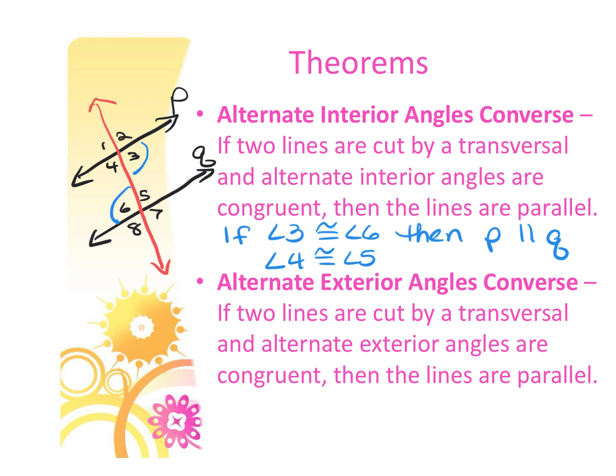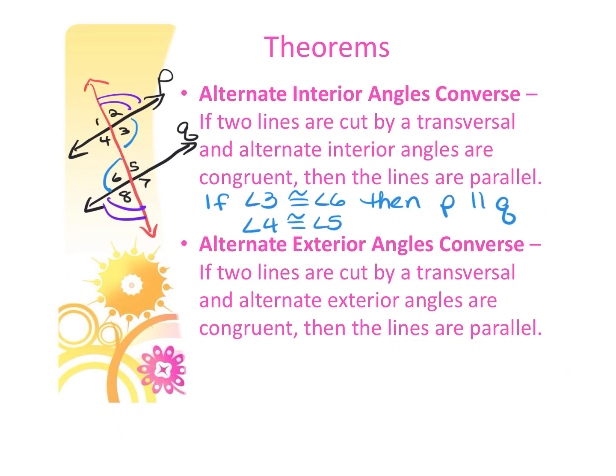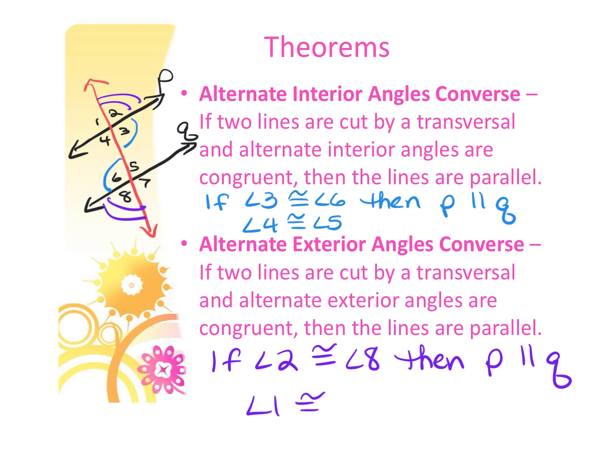Let me go ahead and add congruency marks to a pair of alternate exterior angles. So let's say I add a congruency mark to angle 2 and angle 8. For this one, I could state that if angle 2 is congruent to angle 8, because they are congruent alternate exterior angles, I can show that P is parallel to Q. Now, there's another pair of alternate exterior angles here. You could have also said if angle 1 is congruent to angle 7, then P is parallel to Q. So you just need to find one pair of alternate exterior angles with a congruency mark, and then you can show that the lines are parallel. And this is using the converses.